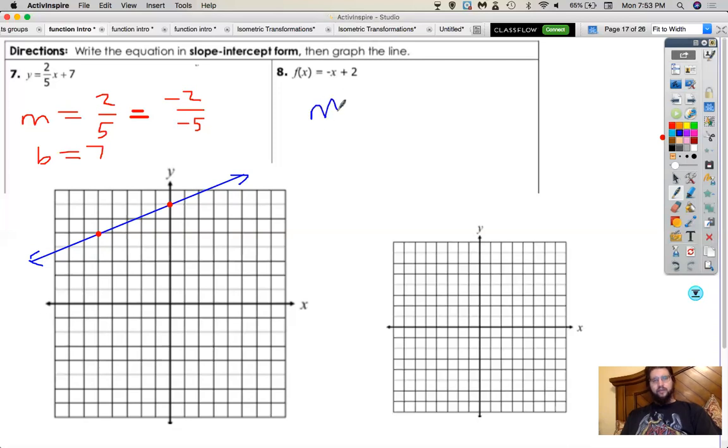I'll just mention the slope here. It's negative x, so that's another 1 there, so that's negative 1. We'd write that as negative 1 over 1, so we can read it as a fraction. Or 1 over negative 1. So there's your options. Your b, your y-intercept is a 2. You plot it, go down 1, right 1, or you go up 1, left 1. Your choice. And you draw it.